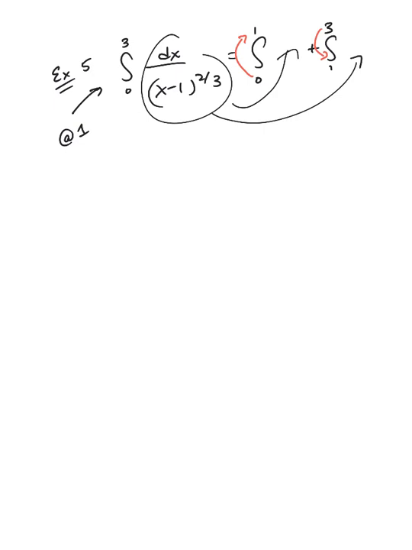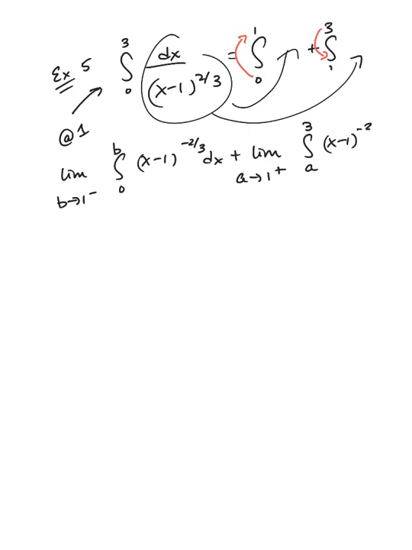So we're going to have the limit as we approach 1 from the left, the integral of 0 to b, x minus 1 to the negative 2/3 dx, plus the limit as a approaches 1 from the right, a to 3, x minus 1 to the negative 2/3 dx.